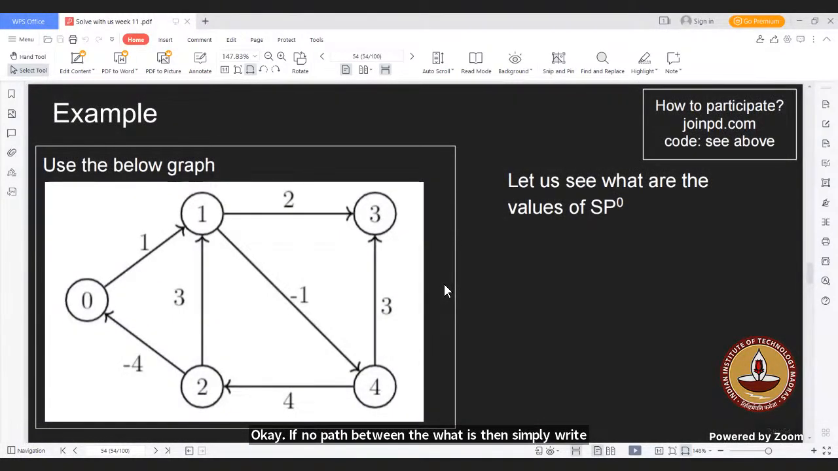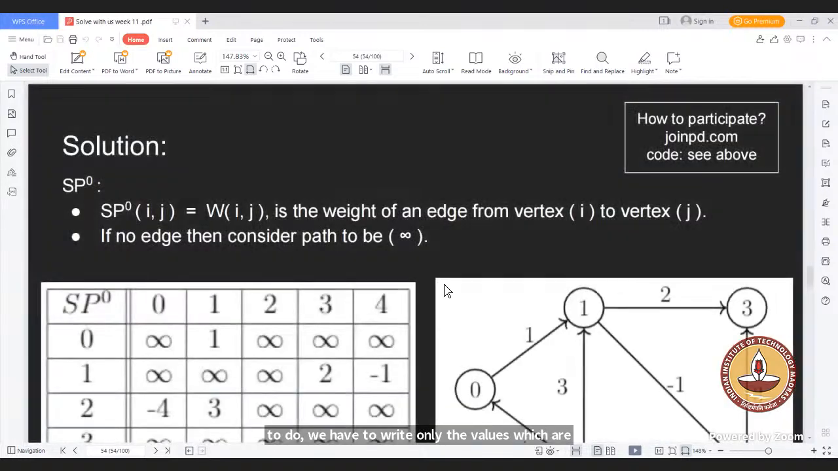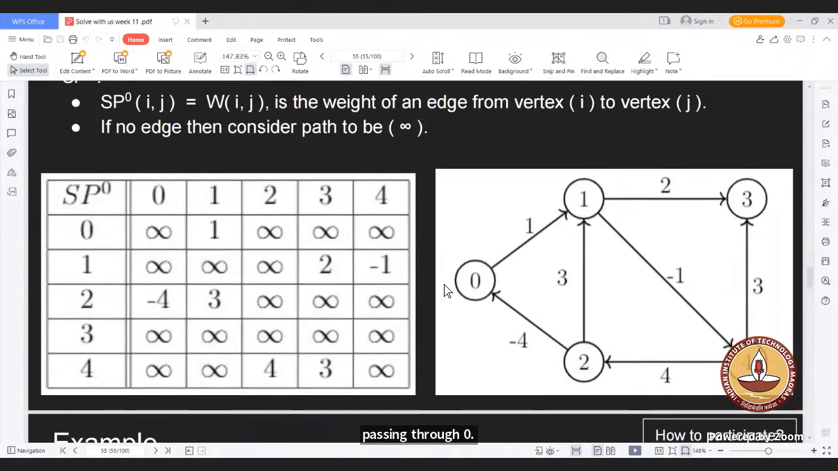Suppose this is a given graph. So SP0: we have to write only the values which are passing through 0 only. From 0, we can go to 1, so it will be 1. We can't go to any other vertices from 0, right? So the rest will be infinity. If you see from 1, we can go to 3, right? Basically SP0 would be the original adjacency matrix of this graph only. So this is just the adjacency matrix of this graph.